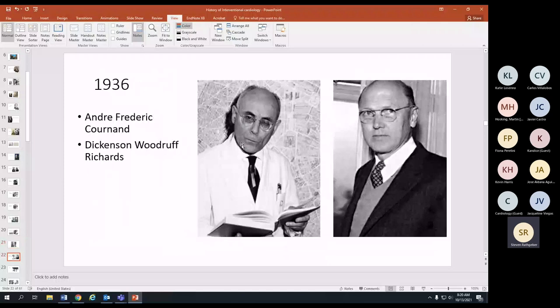So the progress of the field in cardiac cath included individuals André Frédéric Cournand and Dickinson Woodruff Richards, who both studied right heart physiology in 1936. They used modified urethral catheters measuring right heart pressures and cardiac output with oximetry. These two also introduced double lumen catheters. And the early research by Forssmann and these two, with their practical techniques, led them to share the Nobel Prize in 1956.